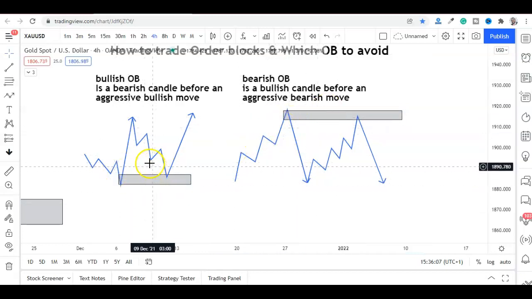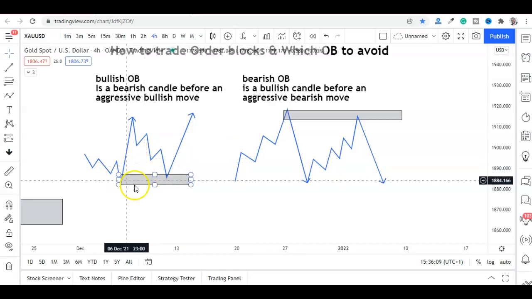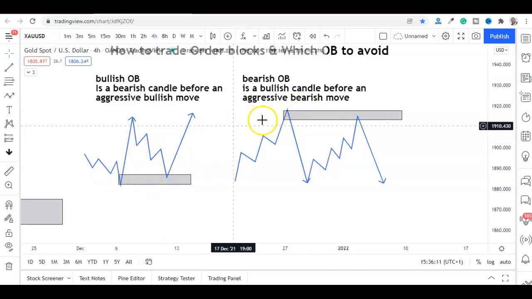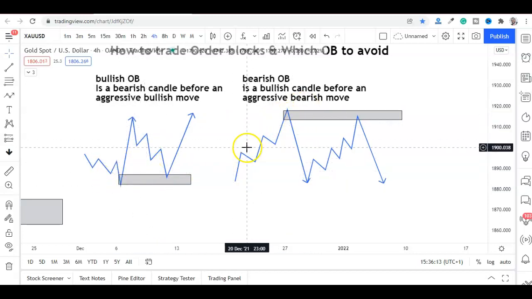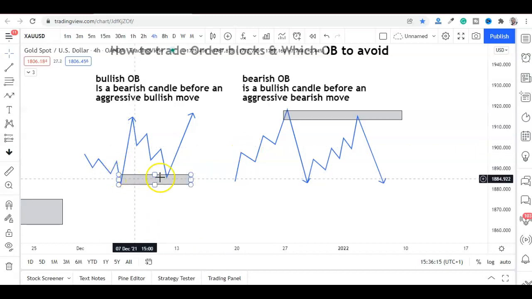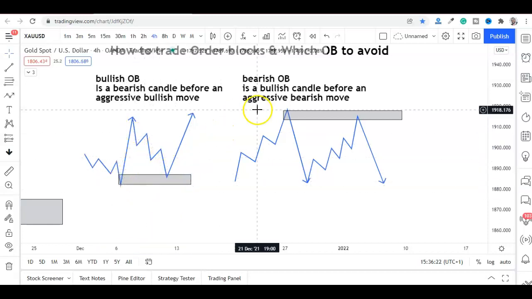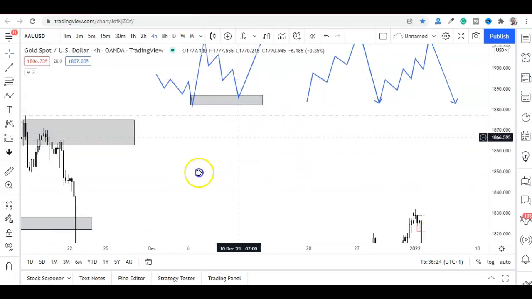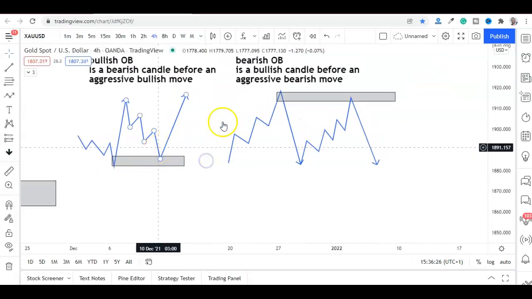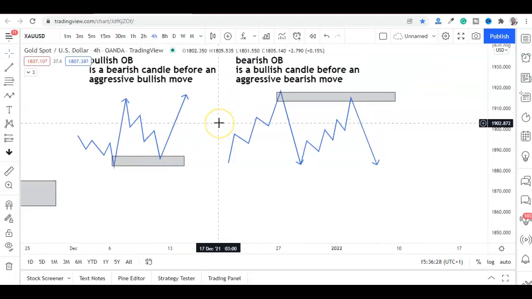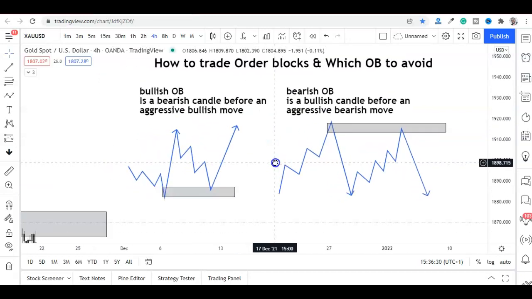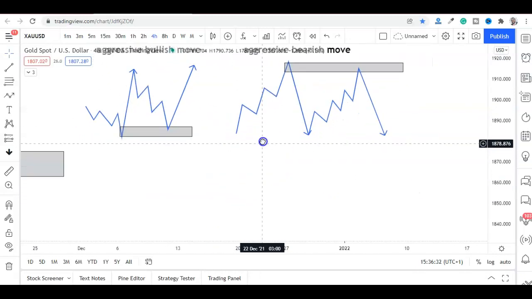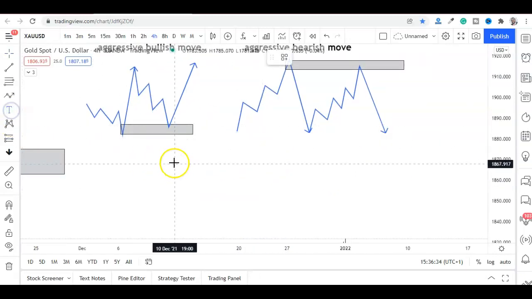You can also make an order block a point of interest, because you are interested in that area. That order block, you want to trade off that order block. Now, should you be trading all the order blocks? That is the question I will ask you. Should you trade all the order blocks? No. And these are the order blocks you will need to avoid.